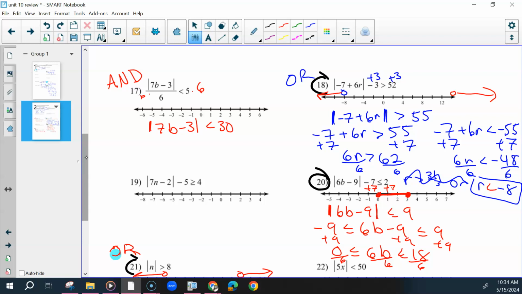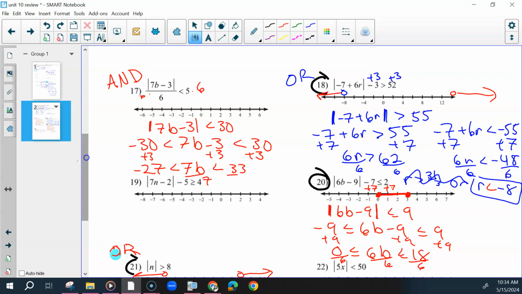So because it's and, I'm going to set it up where it's in between, it's condensed. Negative 30 is less than 7n minus 3, which is less than 30. You add, and then divide everything by 7.